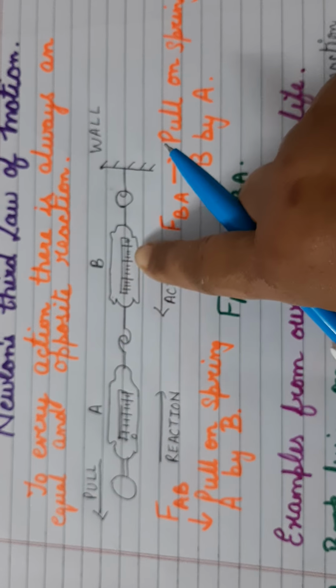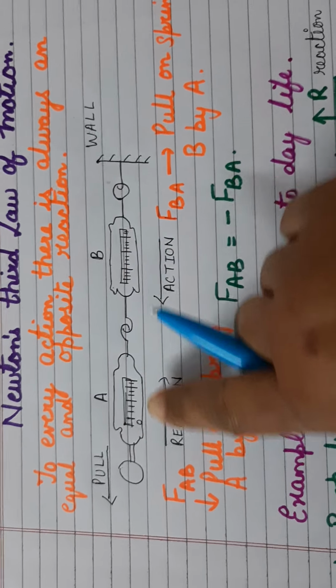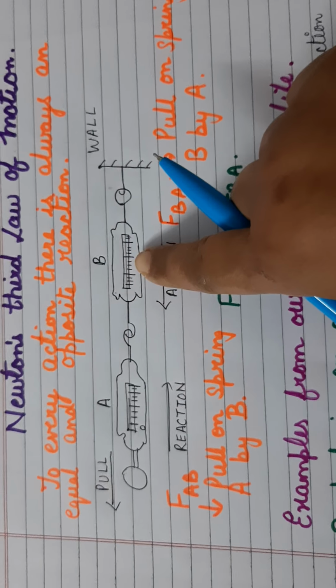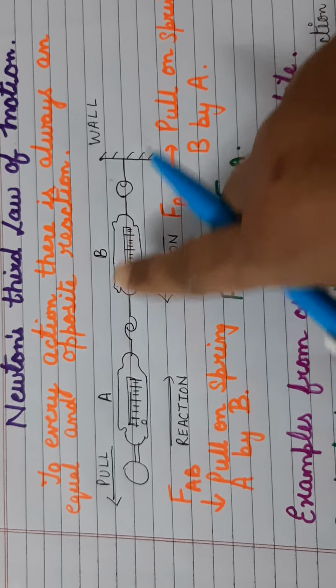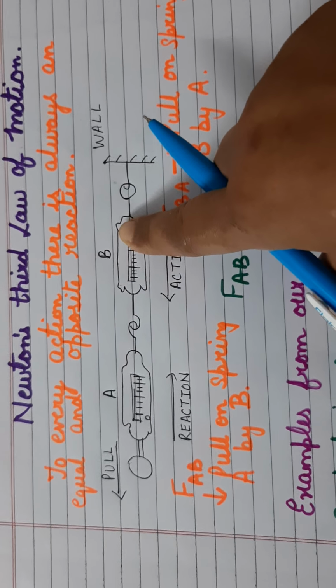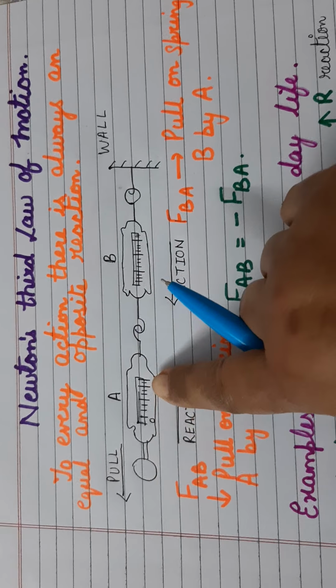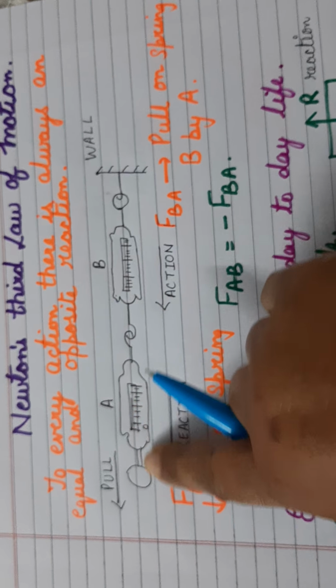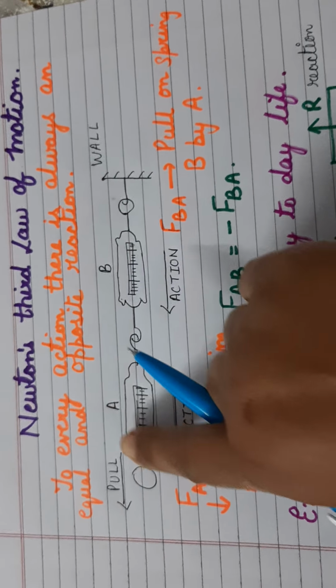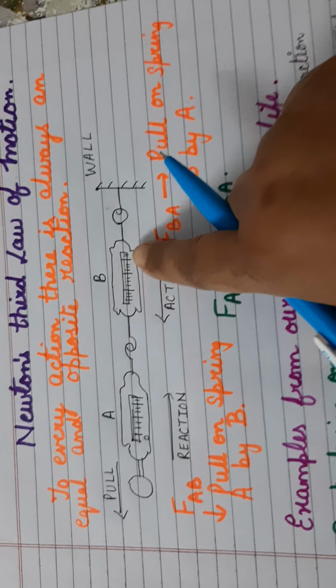Look at this diagram which I have drawn, children, carefully. I have drawn the diagram and shown you that there are two spring balances, A and B. The arrangement is that the hook of spring balance A is connected to the hook of spring balance B, which in turn is hooked to a wall. You are applying a pull on spring balance A. Now when you are pulling spring balance A, what is happening? That pull is being exerted on B also, because they are interconnected to each other.